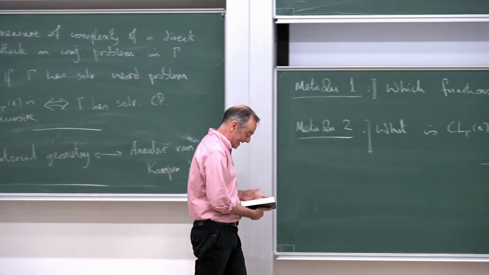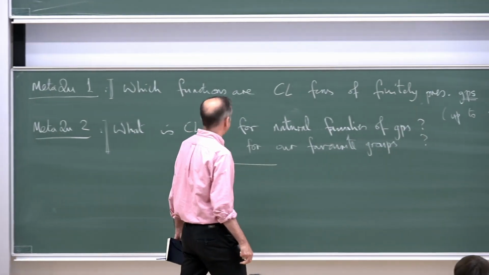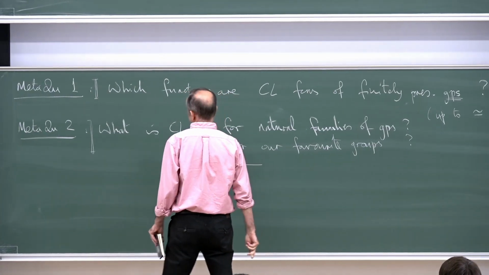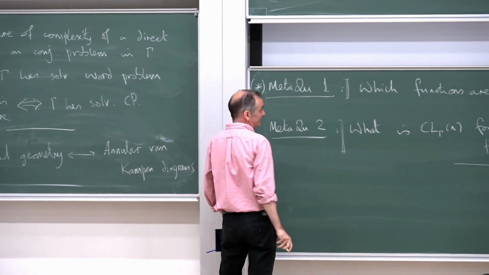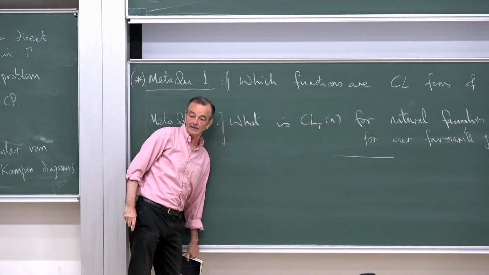Okay, so that's the context, and I want to talk about some answers to these questions, but I really want to focus today on this question. That's what I'm thinking about. Which functions are conjugator length functions of finitely presented groups?